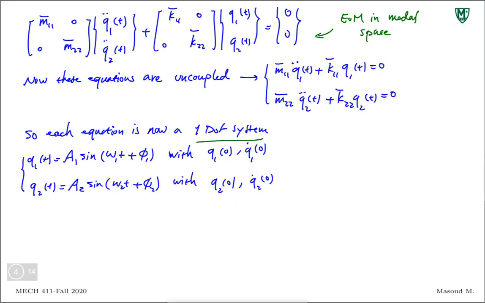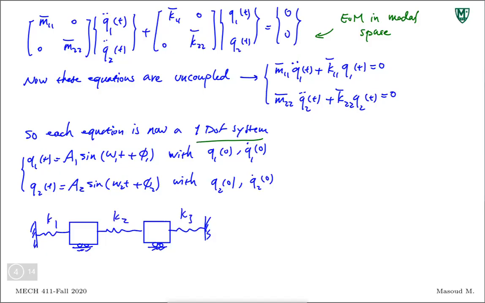Now, conceptually, here is what we are doing. Let me just emphasize this again. You have a system with 2 degrees of freedom. This is just a spring mass system. There is no damper. I'm not going to talk about dampers. Springs K1, K2, K3, and you have X1 and X2. That's what you have, M1, M2.